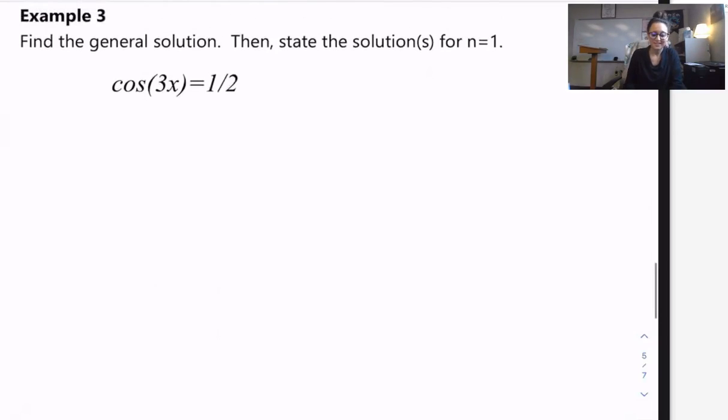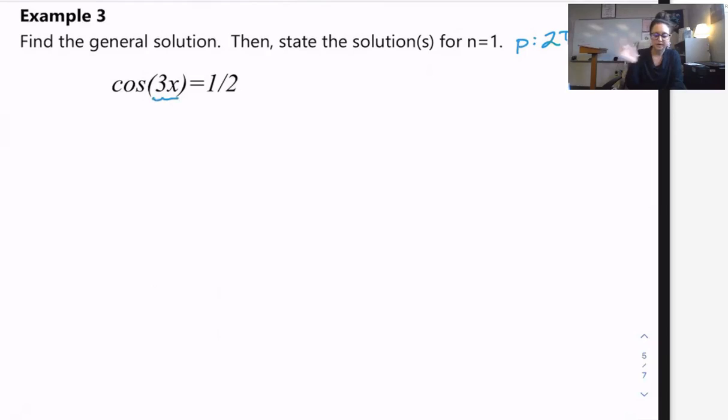Okay, we're back. So it says find the general solution. So that's when you're going to have your plus, whatever n, and then state the solutions for n equals 1. Okay, so let's think about what is the period again for cosine? 2 pi. Okay, so one thing that's different here is that you've got your 3x instead of just an x in the argument, right?